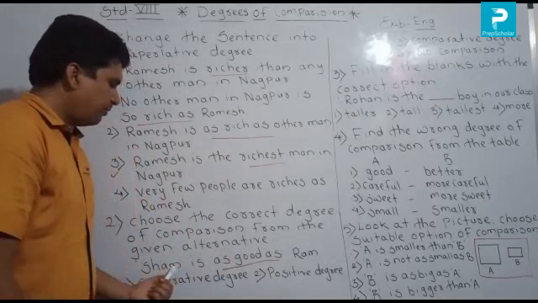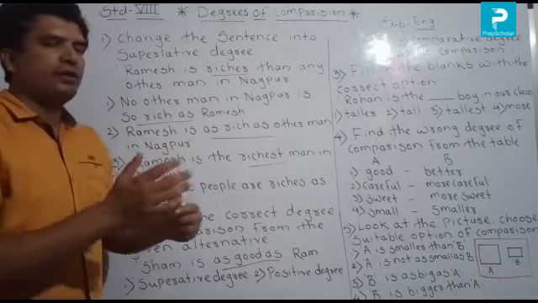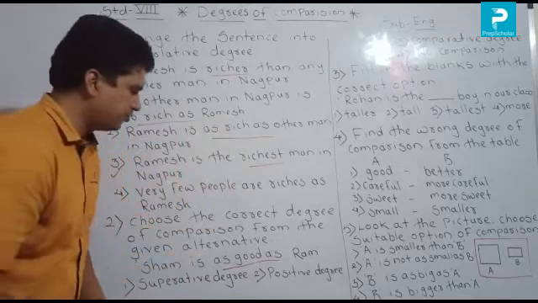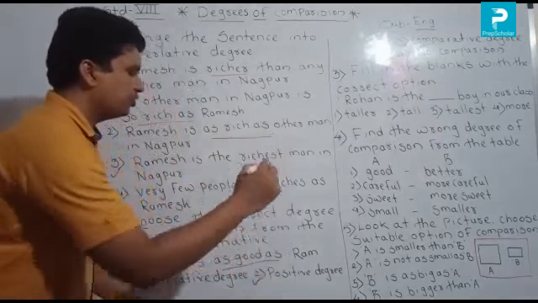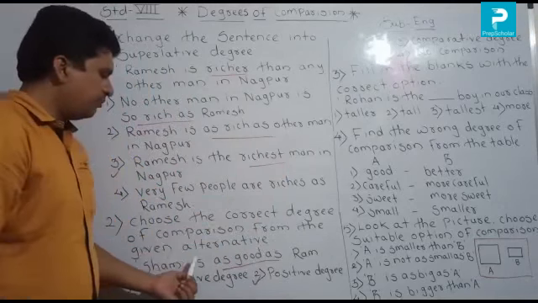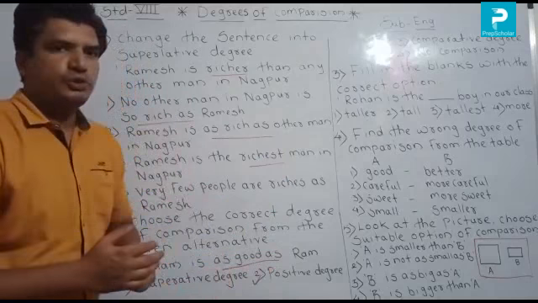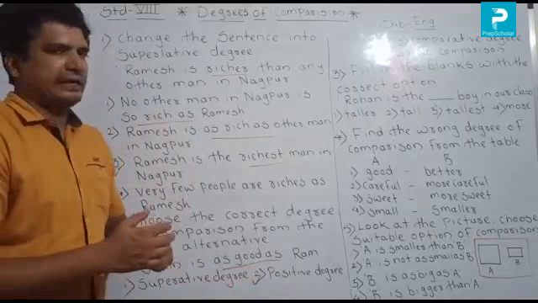In a positive degree, you compare one thing to another thing. So option number 2 is positive degree. Sham is as good as Ram belongs to positive degree. So option number 2 is correct here.